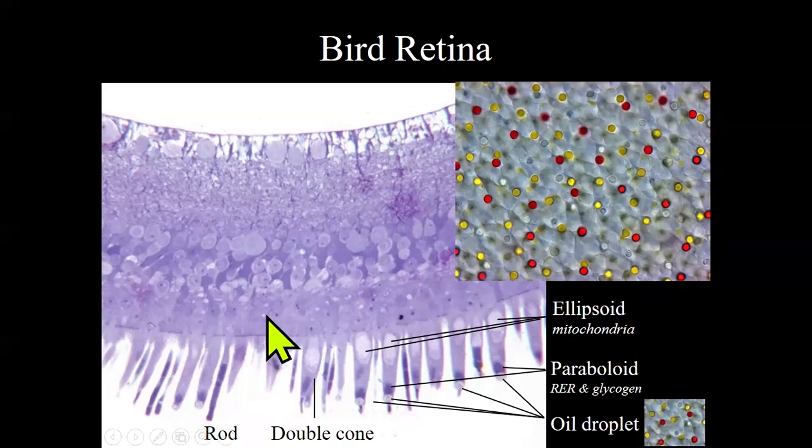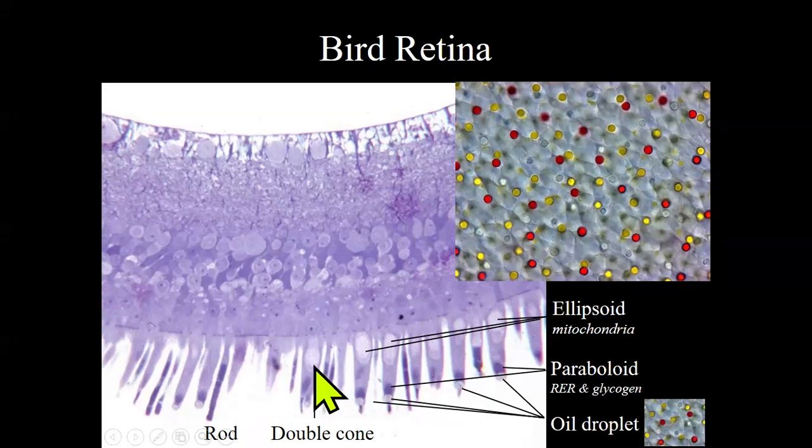Okay, one more thing with this slide. A good opportunity to look. This is a rod. This is a rod. This is a rod. Here's a cone. Here's a cone. Notice that the rod outer segments, where the light interacts with the protein, are very long, and the cone outer segments, where the light interacts with the protein, are very short.